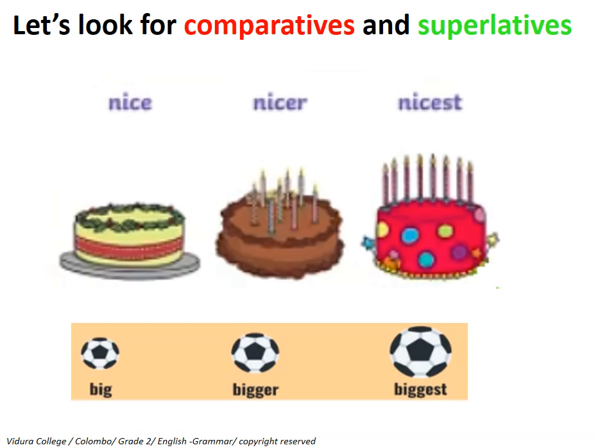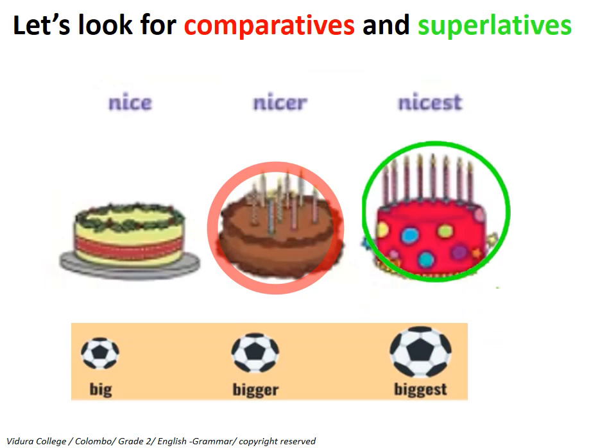Can you help me to find comparative and superlative adjectives? Okay, great. First picture. Nice, nicer, nicest. Can you help me to find the comparative adjective? Yours is nicer. Nicer is the comparative adjective. Let's look for the superlative adjective. Is it nice or nicest? Nicest is the superlative adjective.